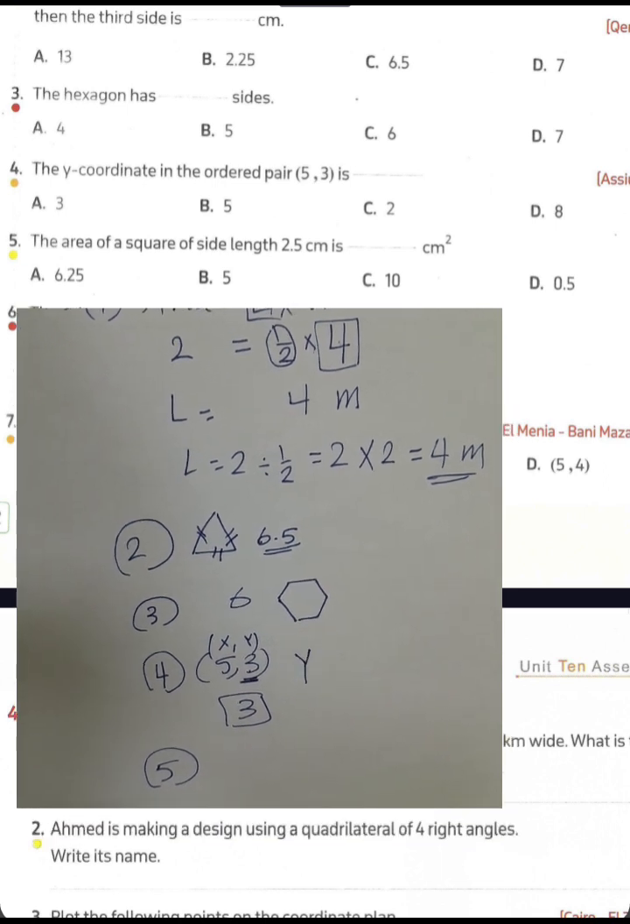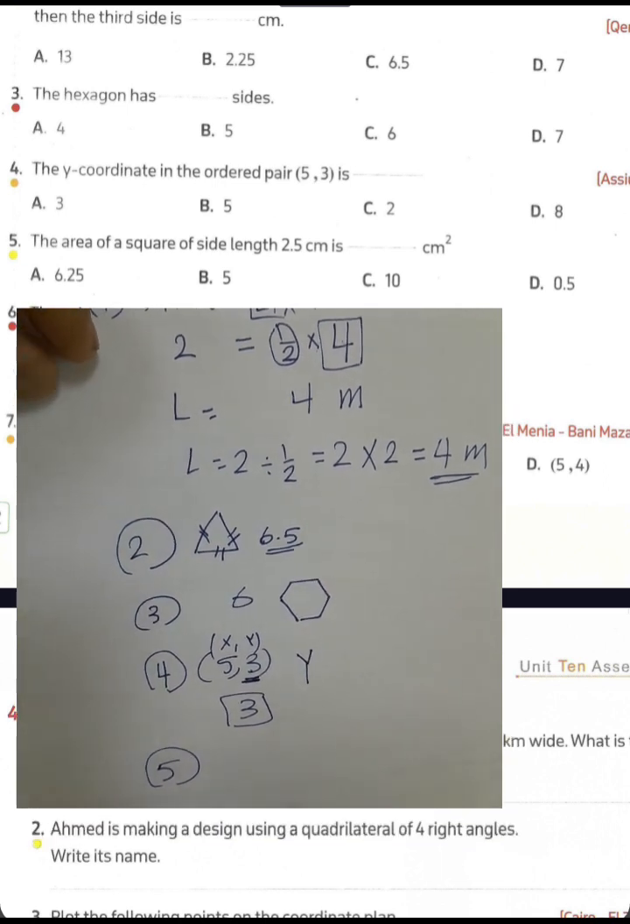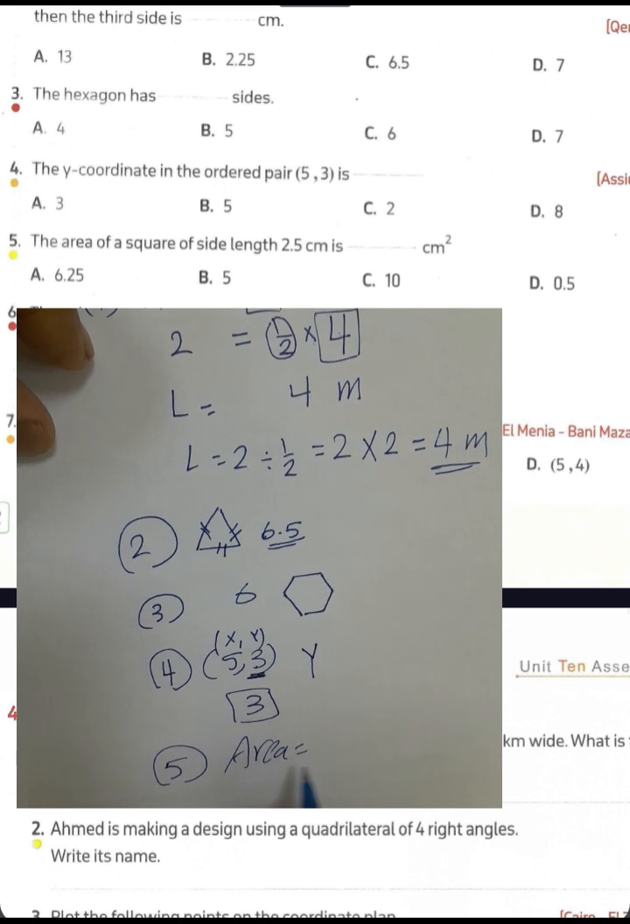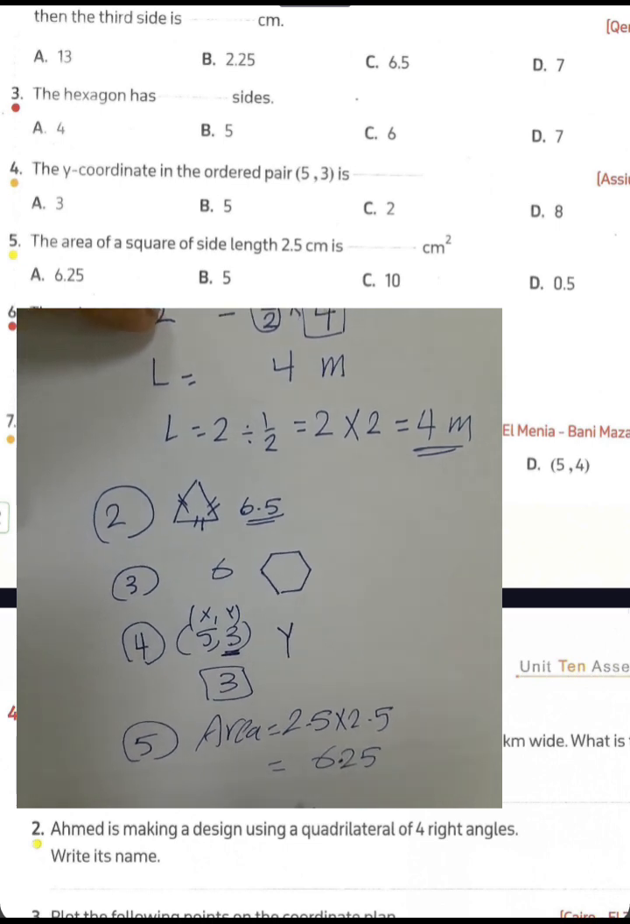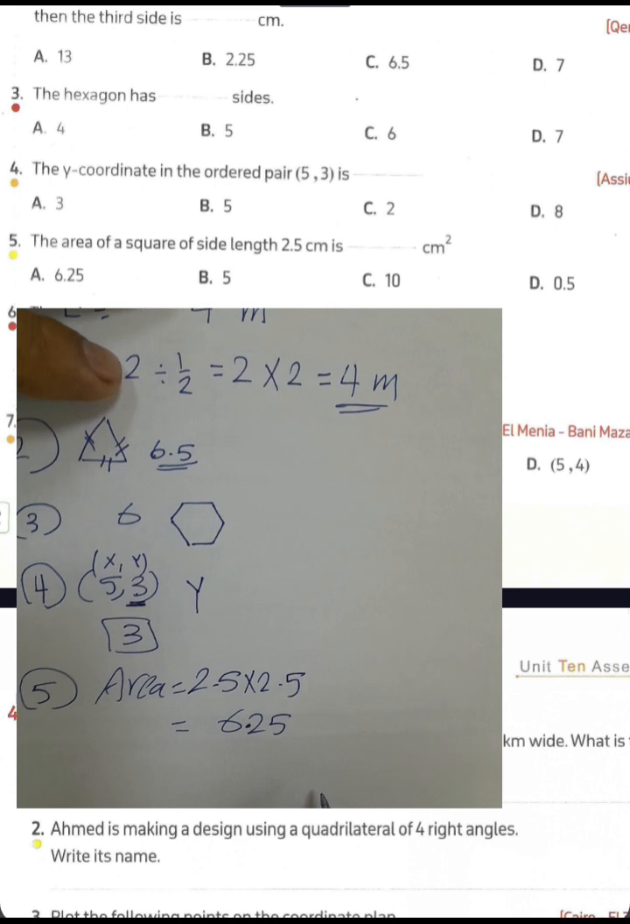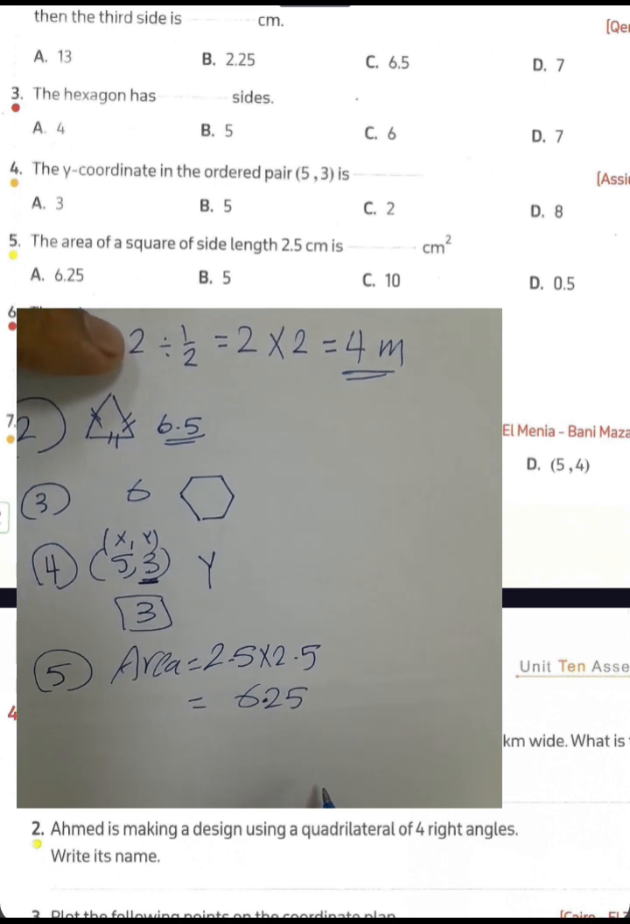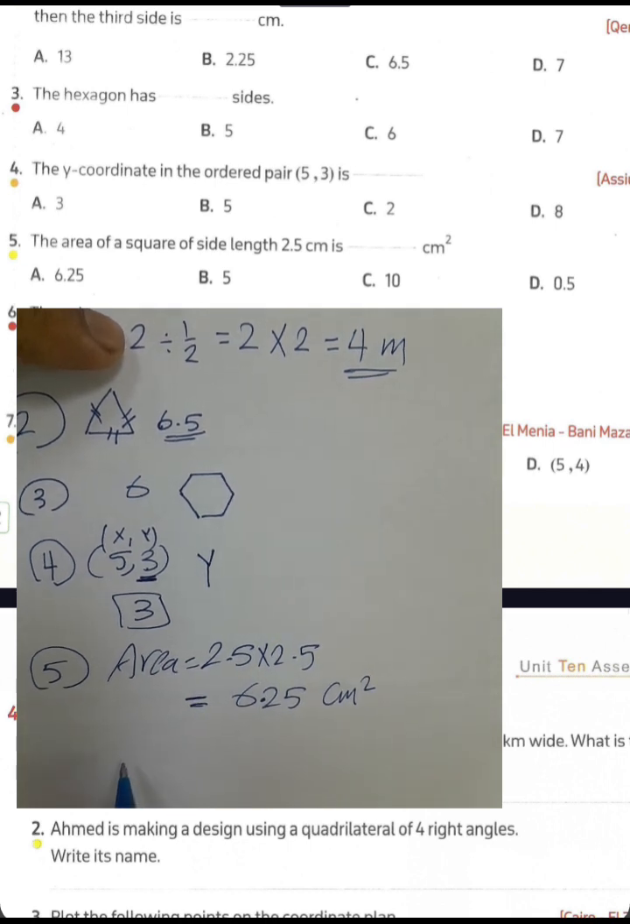Question number 5. The area of a square of side length 2.5 centimeters. We calculate the area. 2.5 times 2.5 is 625, and with the decimal point after two places it is 6 and 25/100. So the area is 6.25 square centimeters.